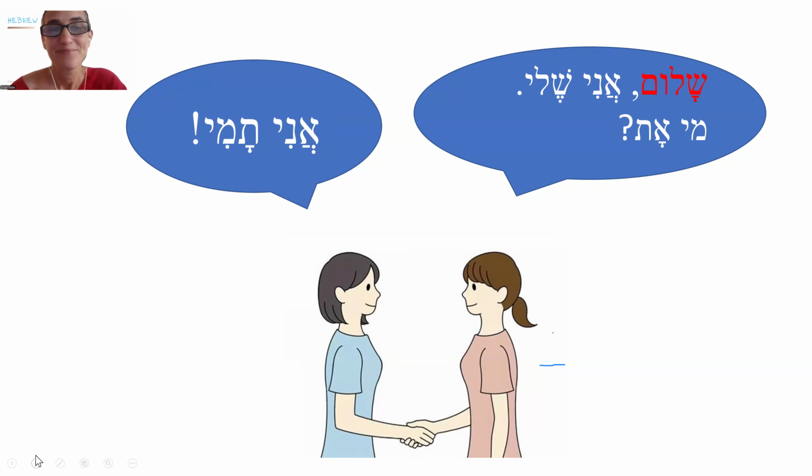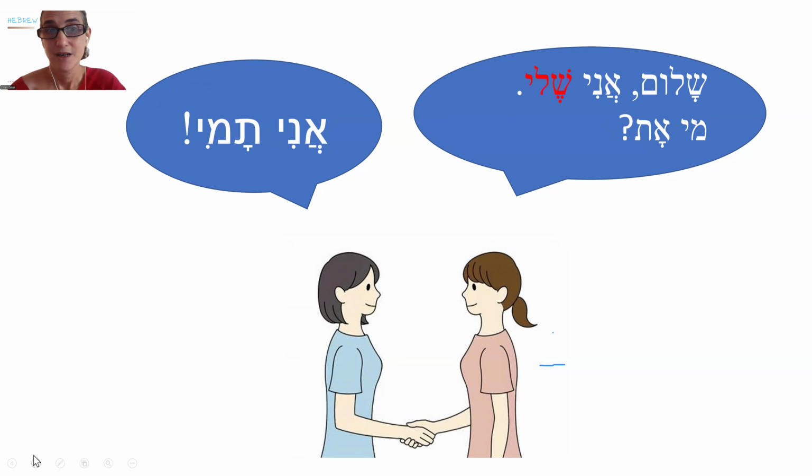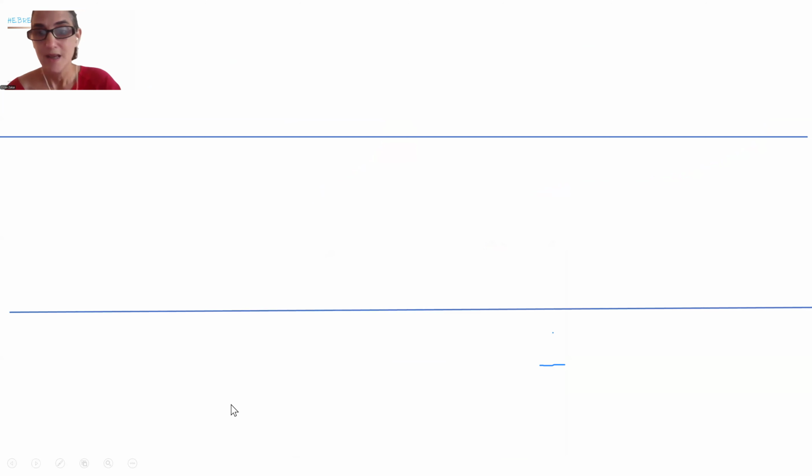Okay, let's do one of the feminine. So, Shalom. Ani She Li. Mi At. Ani Ta Mi. Okay. So, Ani Tami. Tami. Okay, great.